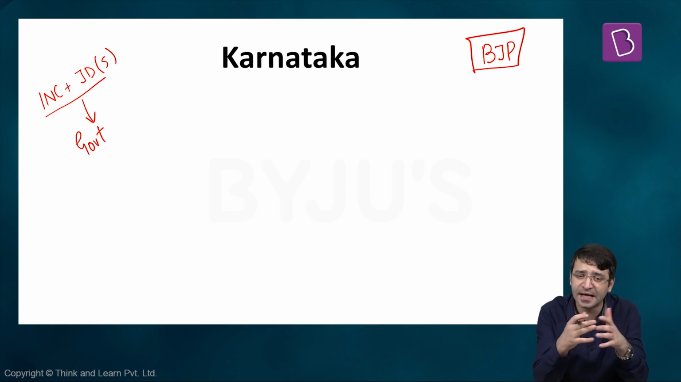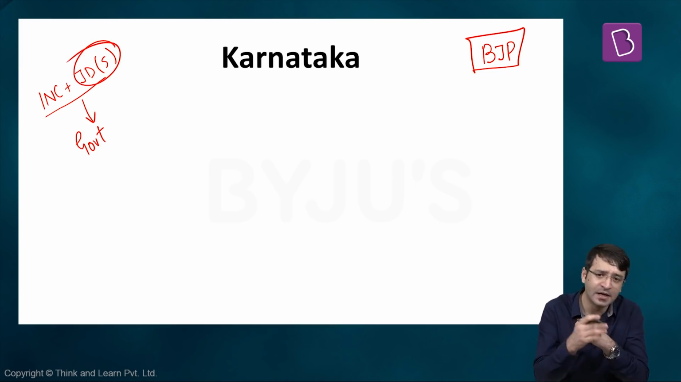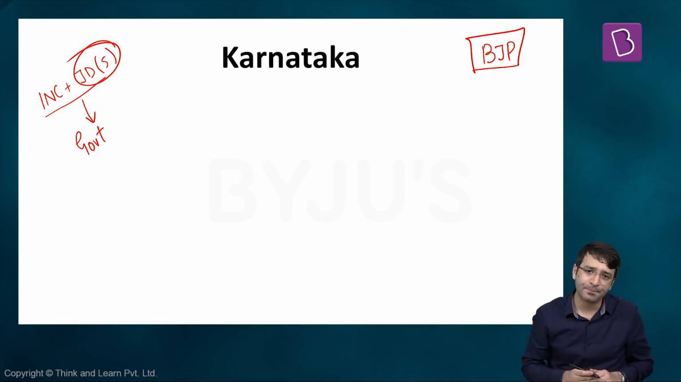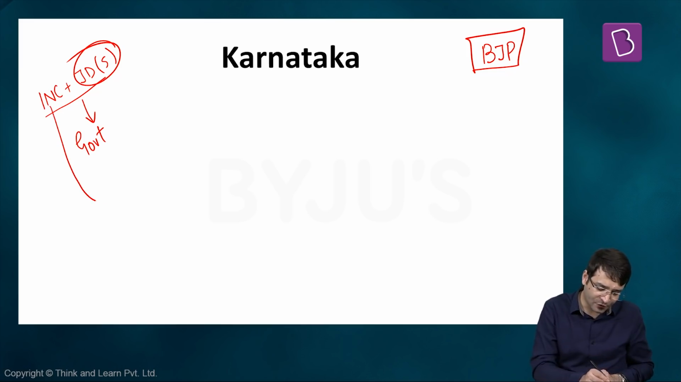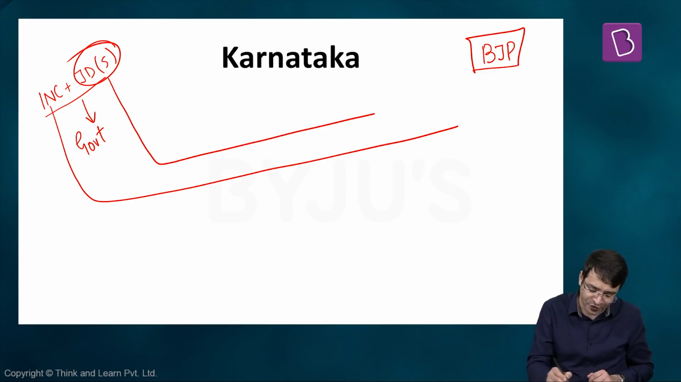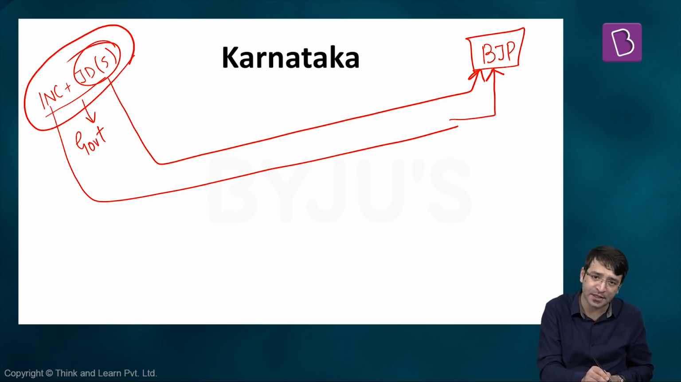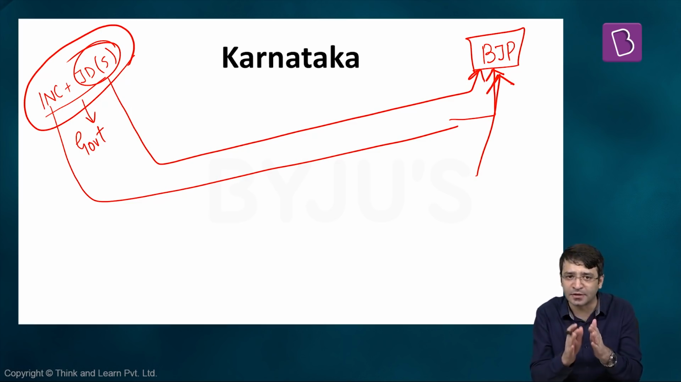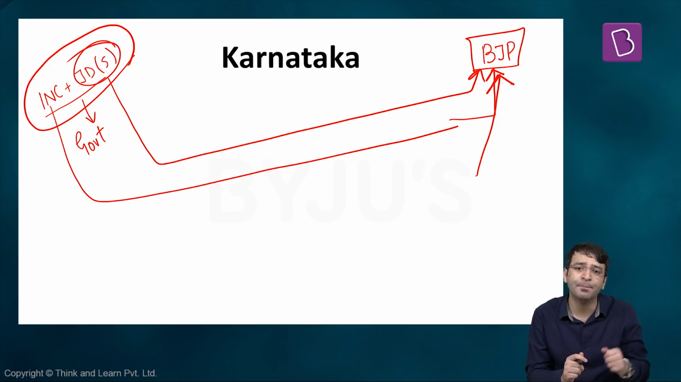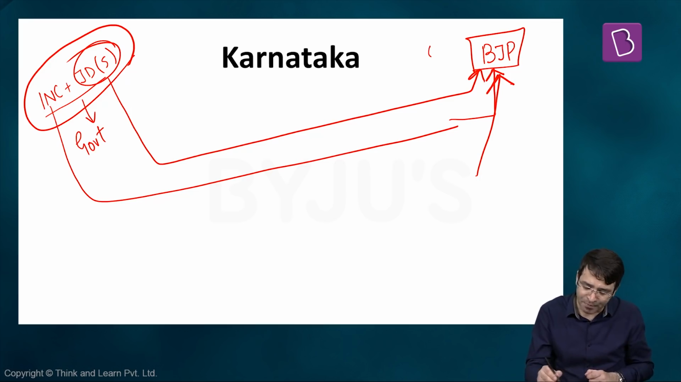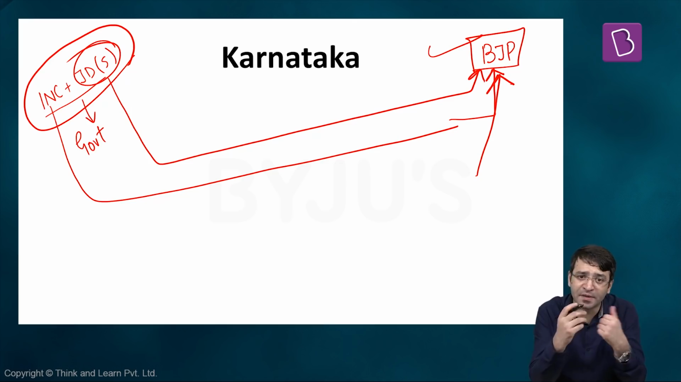Yediyurappa had to resign as the Chief Minister of Karnataka, and Kumaraswamy of JDS became the Chief Minister of Karnataka. But it was not long lasting. Why? Some MLAs of Congress and some MLAs of JDS decided to voluntarily resign from their political parties and joined BJP, and ultimately the Congress-JDS government fell.